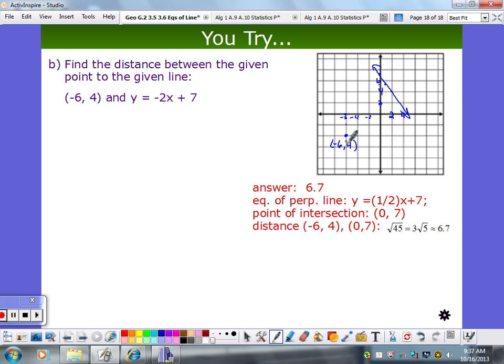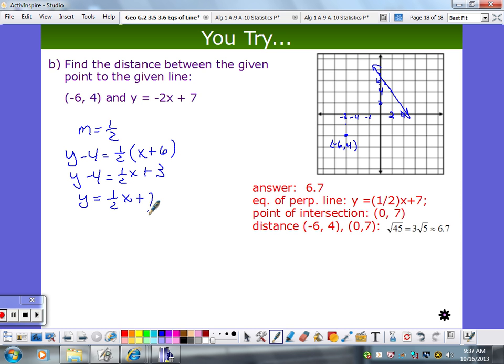I found the equation of the perpendicular line. So let's see. So the slope's going to be 1/2, the negative reciprocal of 2. So y minus 4 equals 1/2 times (x plus 6). Y minus 4 equals half x plus 3. So y equals half x plus 7. So that's this. And I was able to kind of make my line go through here somehow, and I could actually see where my point of intersection was. So from (negative 6, 4), the point that was the same was (0, 7).